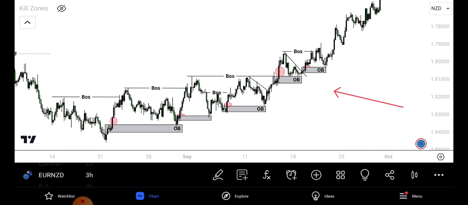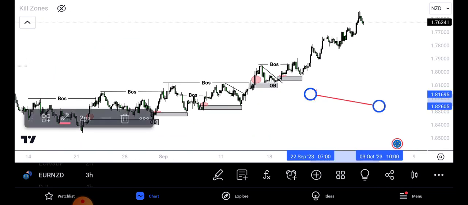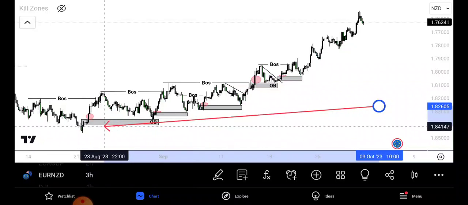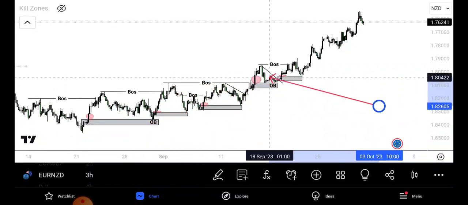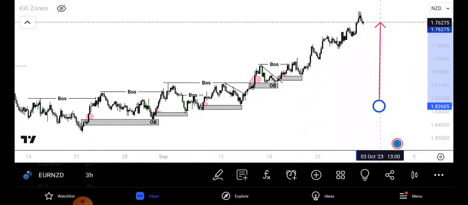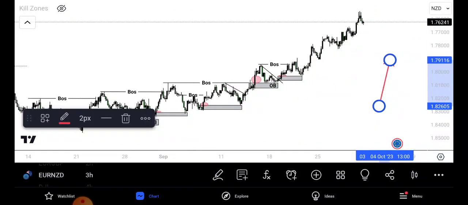And if I invert that, you can see it's also for an uptrend market. Continuous break of structure, and we keep trading to the upside.